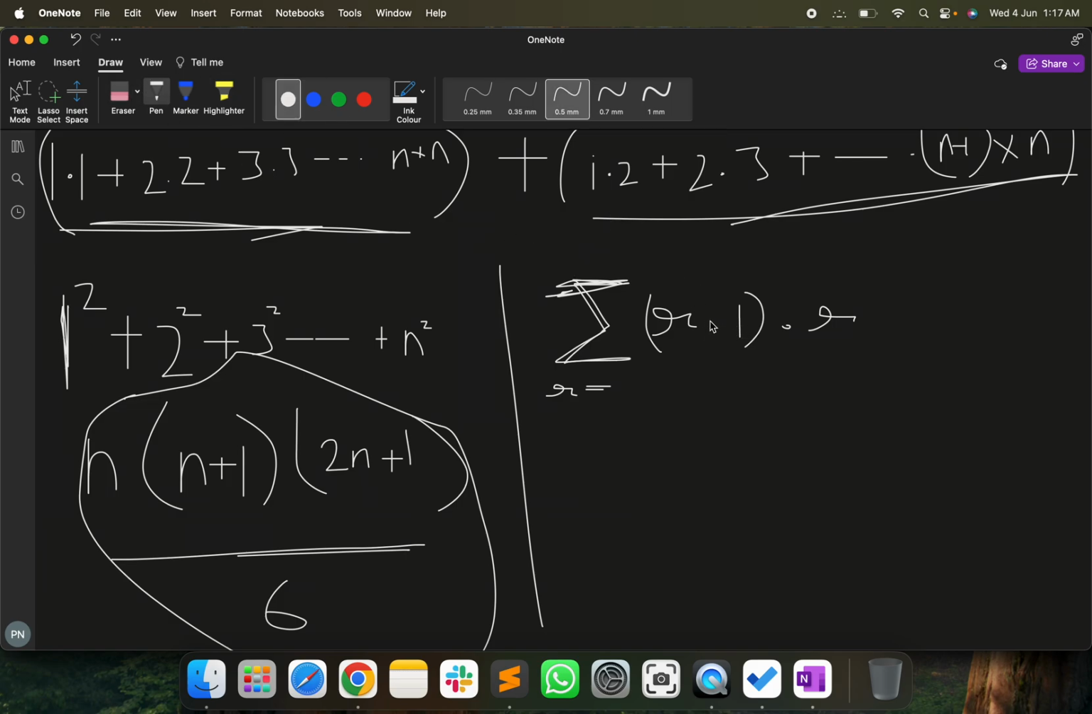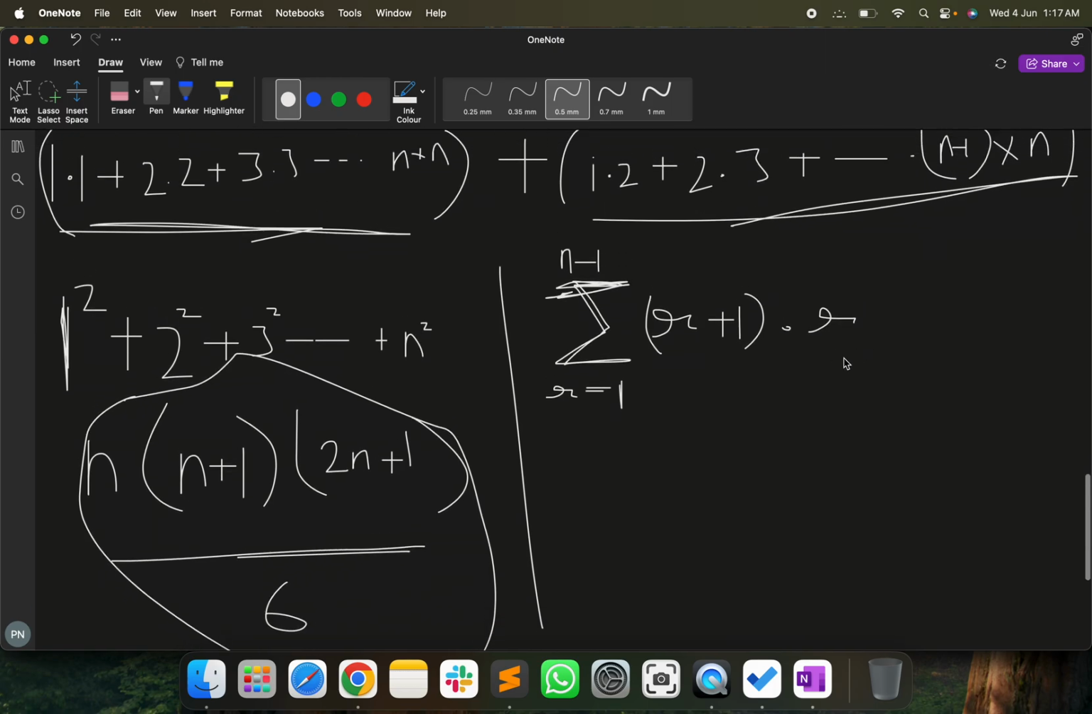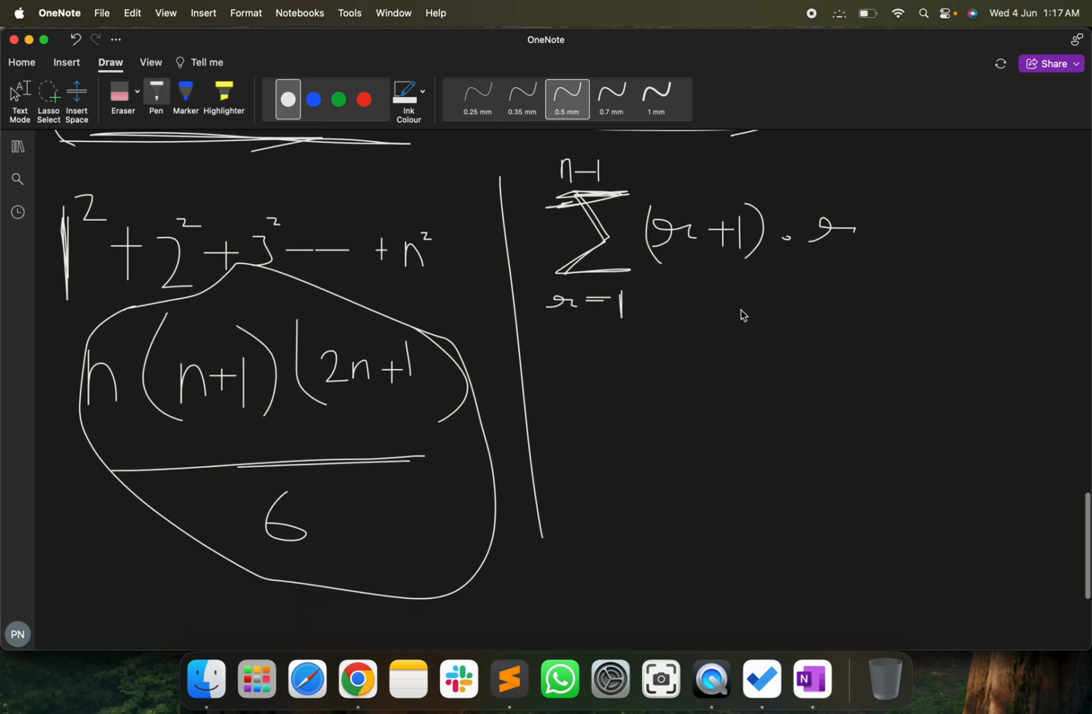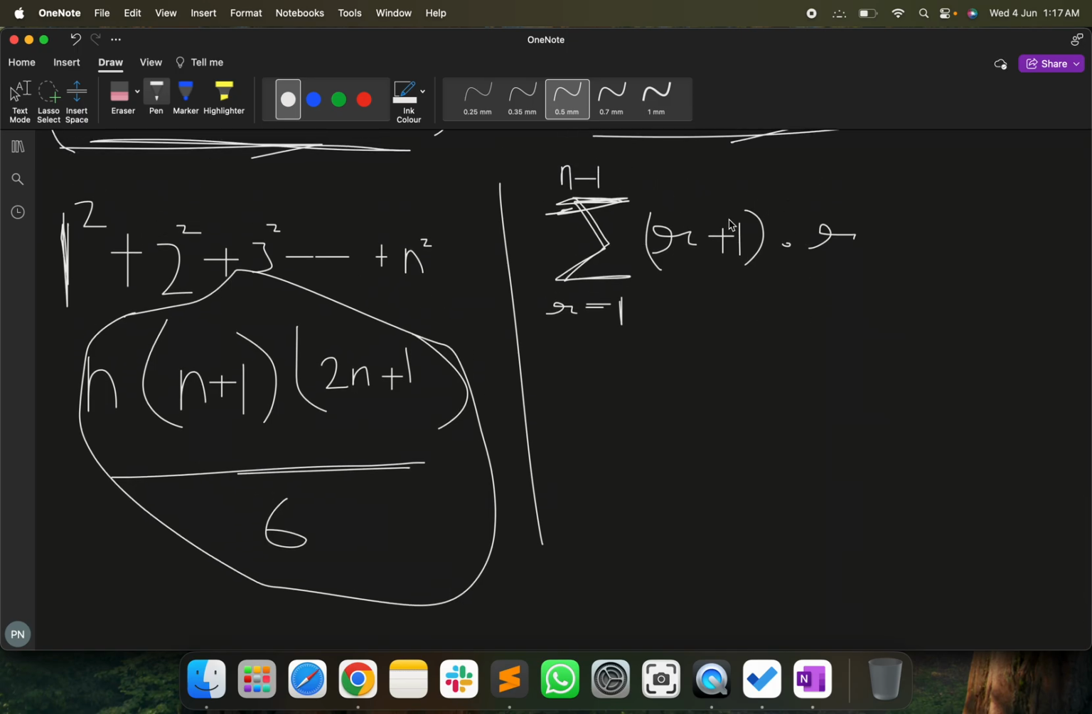So what we are going to do is add it, and we are going with r into r plus 1 to n minus 1. So we are going to start with r being r, and then we are going to multiply it till n minus 1. Now what we are going to do is separate these two parts. Right now they're in multiplication. Now we are going to change it.